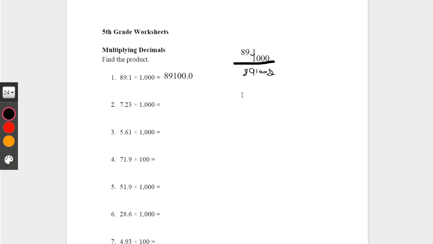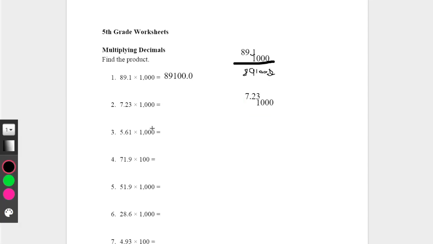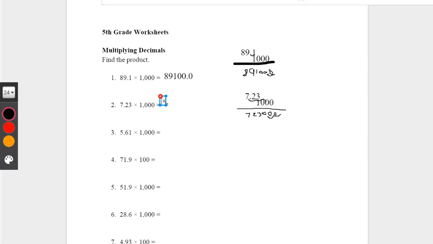It'll be the same for this, basically. So 7.23 over 1000, basically the same thing. 0, 0, 0, 3, 2, and 7. And then this time it's 2 decimals backwards, so 2 decimals forward. And so we get 7,230, and then 0, 0.